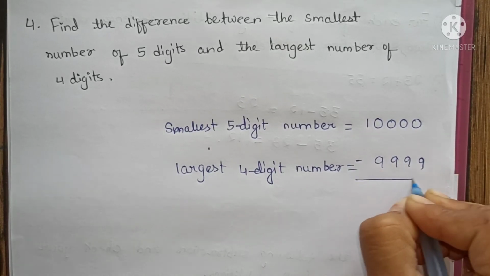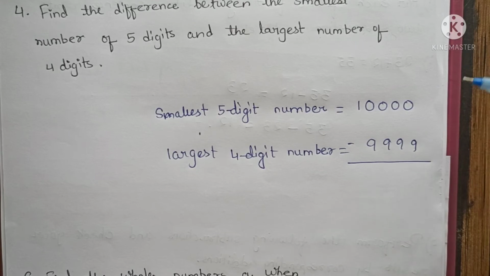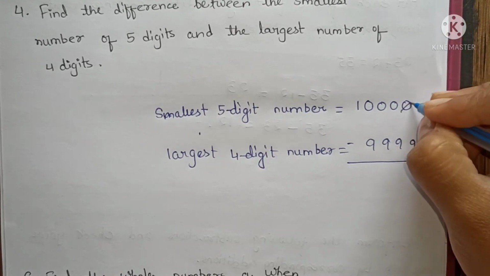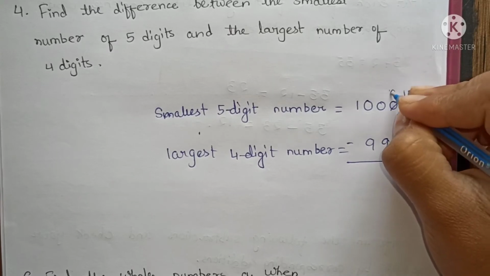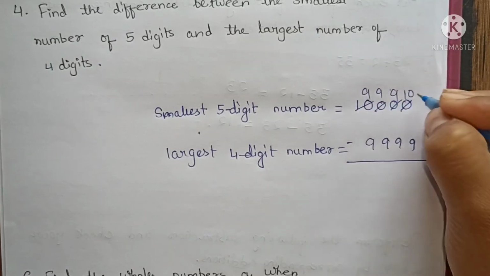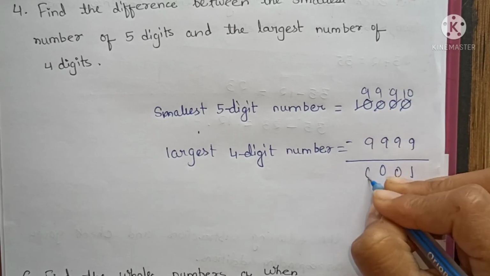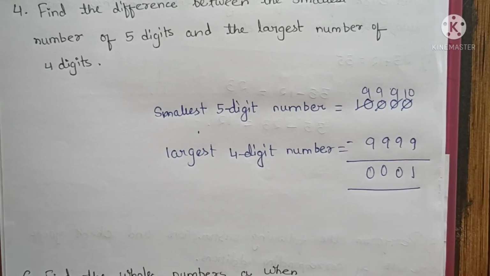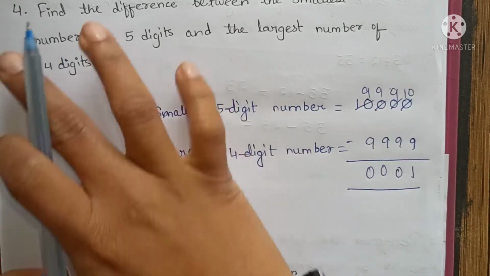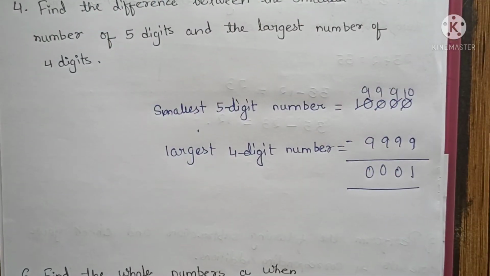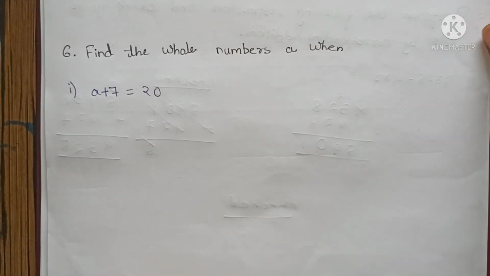9999. So let's subtract these two, and the answer which we get is the difference. Okay, 10 minus 9 is 1, 9 minus 9 is 0, 0, 0. So we get 1 as the difference here. So you all need to read the question carefully and do it by yourself. Okay, now let us move on to the next question.